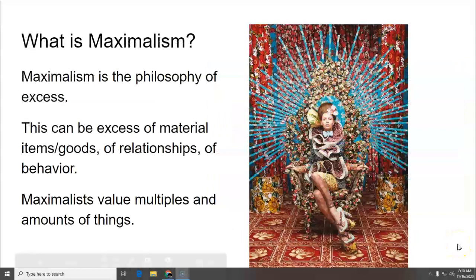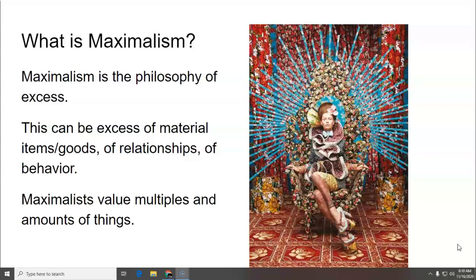So maximalism is the philosophy of excess. This can be the excess of material items and goods, of relationships, of behavior, excess of pattern, excess of color, excess of sounds. Maximalists value multiples and amounts of things.